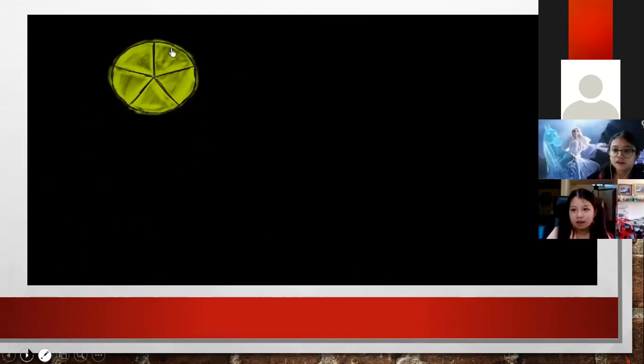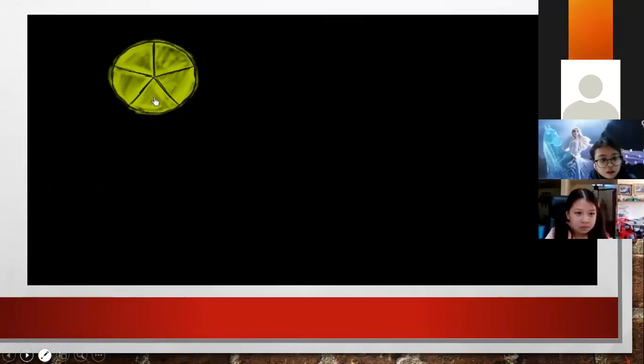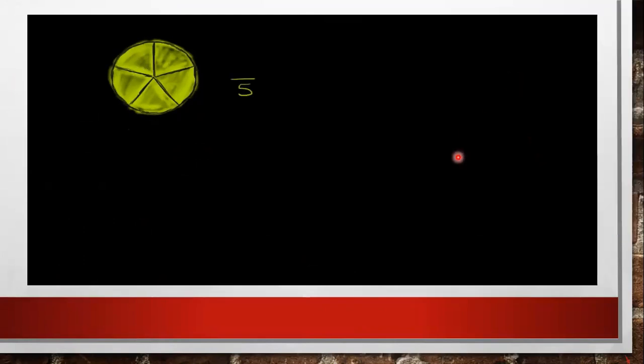We've already seen that if we take a whole, and in this example, a whole is this entire green circle, and we split it into 5 equal sections, 1, 2, 3, 4, 5, and then select one of those 5 equal sections, we have selected 1/5 of the whole, 1 out of the 5 equal sections.